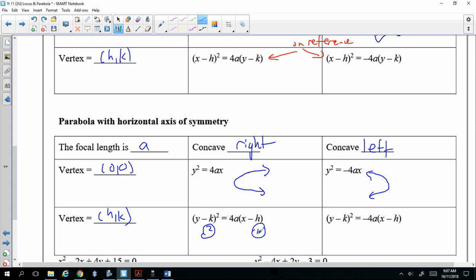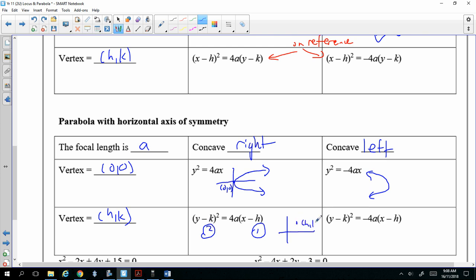It's this one, right? This is sideways, so if I draw it, it's going to be here, with vertex at (0, 0). And this one, the vertex, if I draw it, is going to be somewhere here, (h, k).